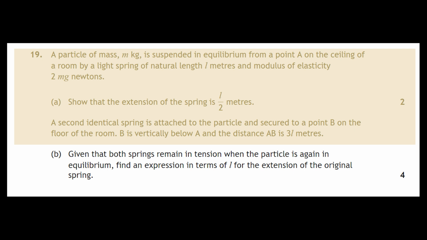90. A particle of mass m kilograms is suspended in equilibrium from a point A on the ceiling of a room by a light spring of natural length L meters and modulus of elasticity 2mg newtons. A. Show that the extension of the spring is L over 2 meters. And that's for 2 marks.